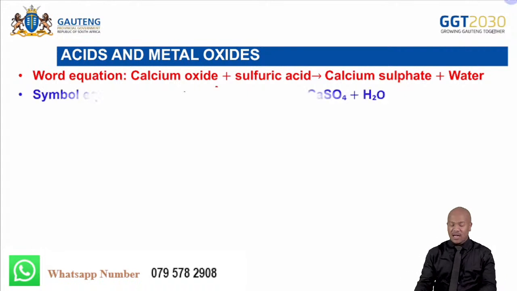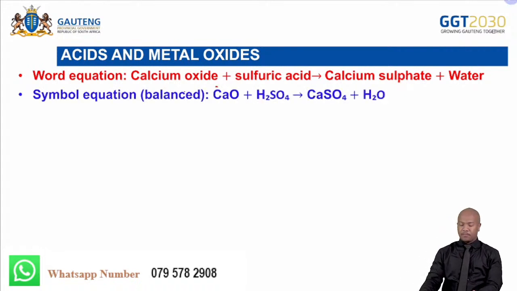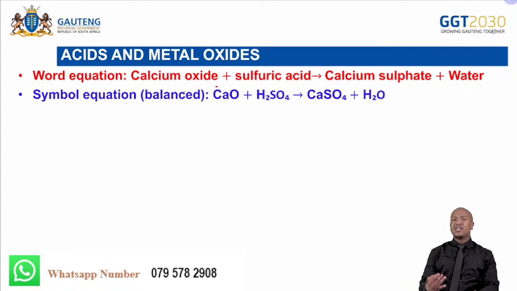Let's look at the chemical equation or the symbol equation here, right? We're going to look straight at the balanced form of it, right? So now we have CaO. Ca, remember, is calcium, right?